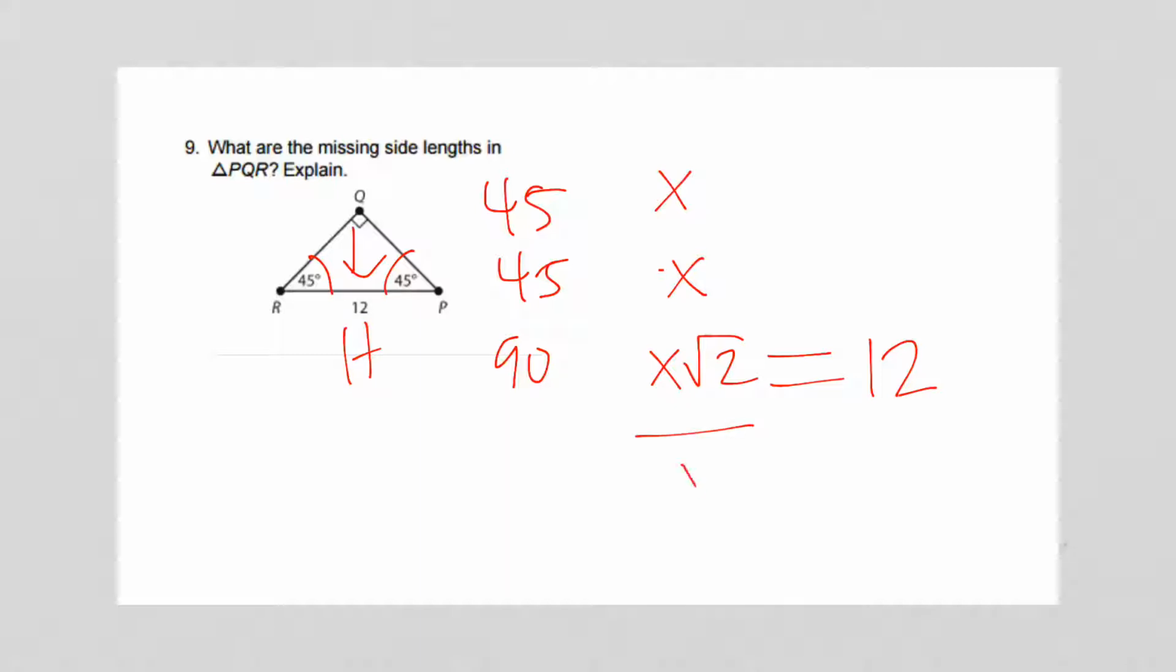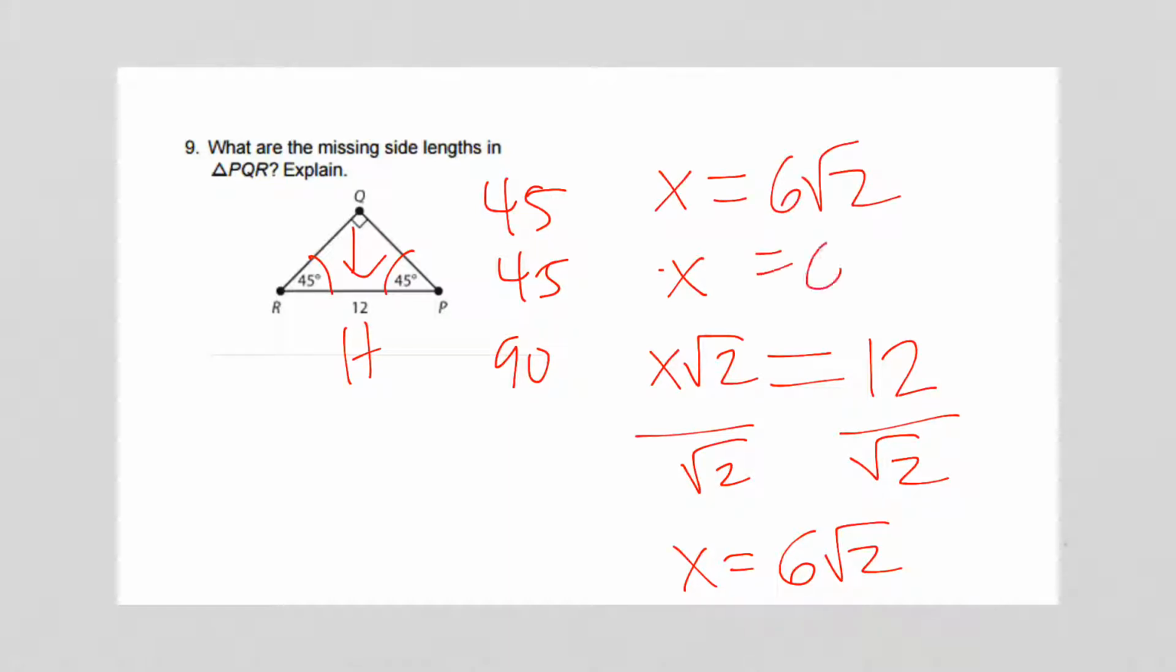I have to solve for x by dividing both sides of my equation by the square root of 2. And if you simplify this correctly, you're going to end up getting 6 square root of 2, which is your x, which means this side is going to measure 6 square root of 2, and so is the other side. So this side is 6 square root of 2, and this side is 6 square root of 2.